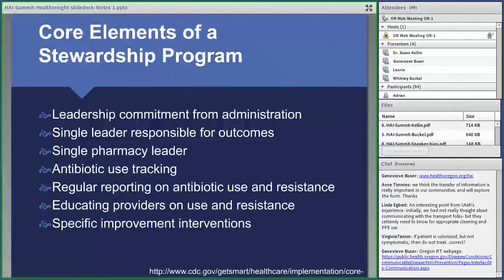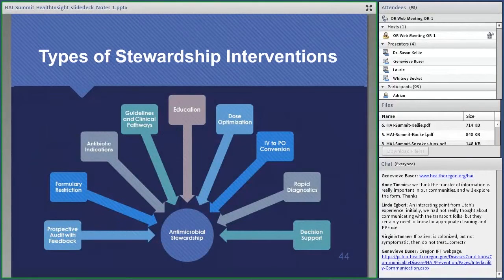What are these specific improvement interventions? Here's a list of many different types of stewardship interventions. It's not all-inclusive, but it gives a good idea. On the far left, prospective audit with feedback and formulary restriction are really the two pillars, and I'll discuss those in more detail.